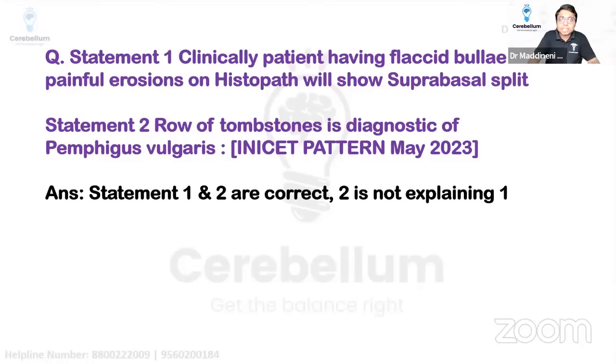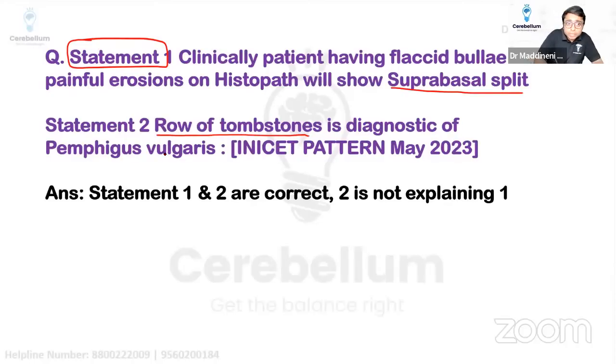So clinically, patient is having flaccid bulla with painful erosions, on histopathology showing suprabasal split. So this was statement 1 which was given. Few students told me that it was an assertion reason type of question, and few students told me that this was given as statement 1 and statement 2. And in statement 2, it was mentioned that row of tombstones appearance is diagnostic of pemphigus vulgaris. So statement 1 and statement 2, both of them are true, but statement 2 is not going to explain 1.